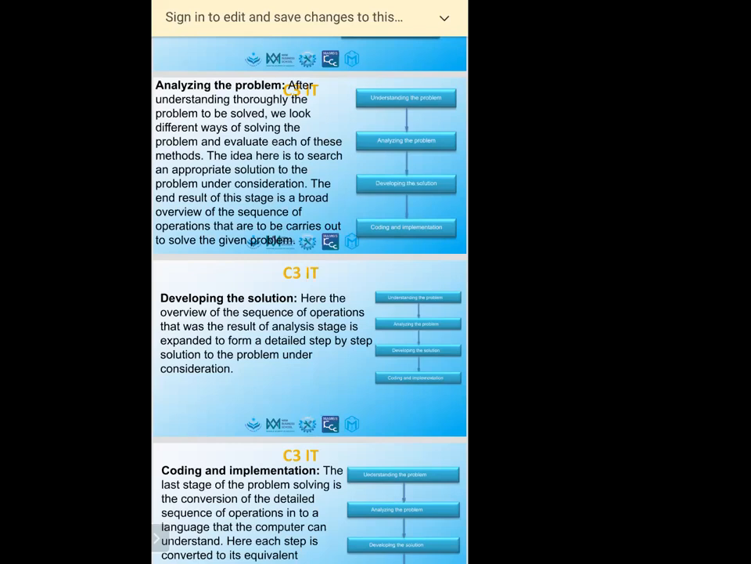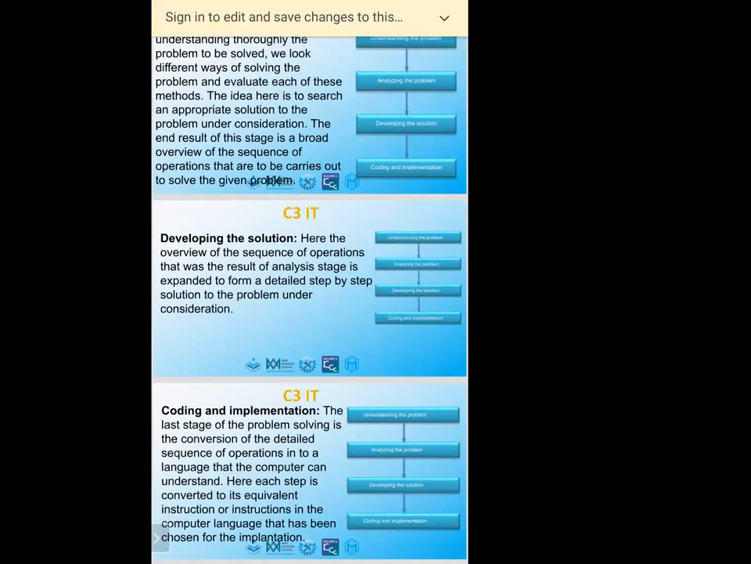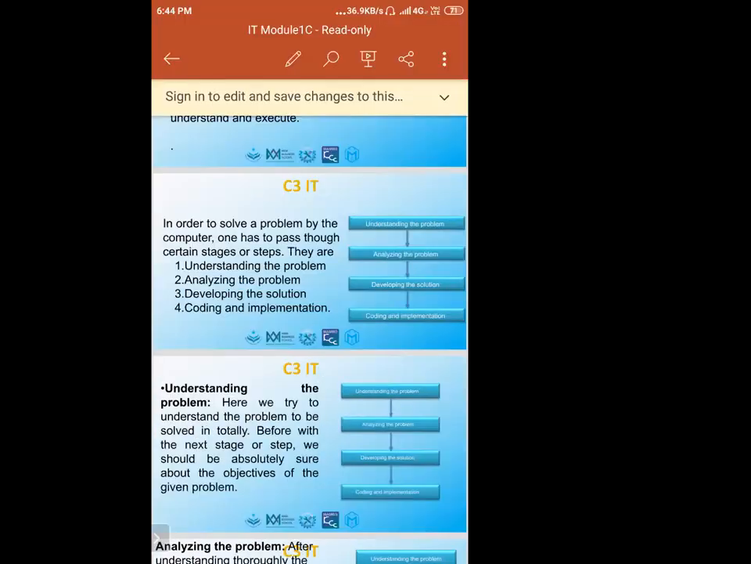The next is which one? Coding and implementation. First is which one? Hello, all of you, could you tell me, to solve any problem, first is which one? Understanding the problem. Understand the problem, then which one? Analyzing the problem, then developing the solution. Yes, correct. Then the next one, the last one: coding and implementation.